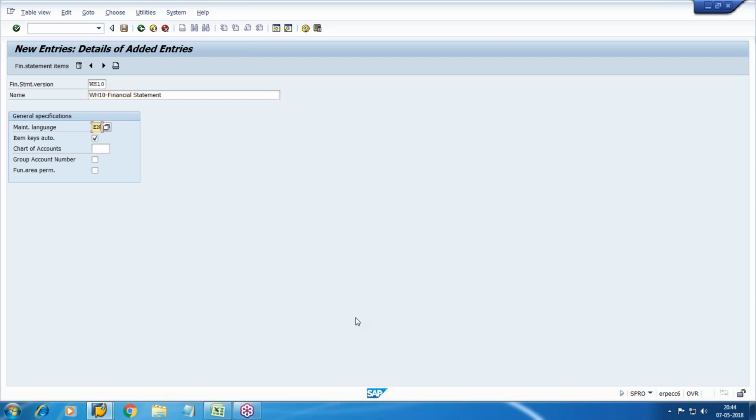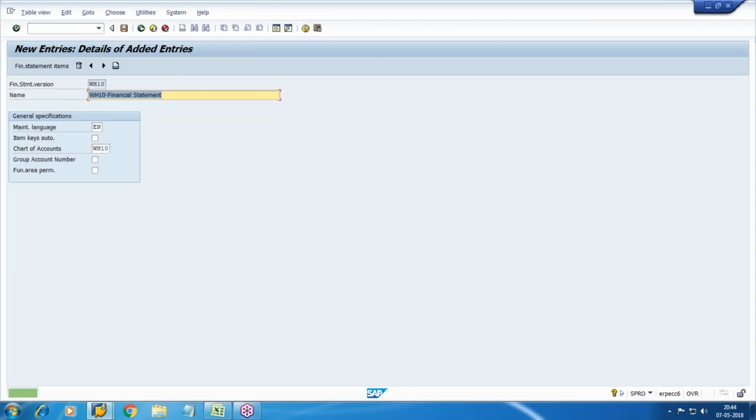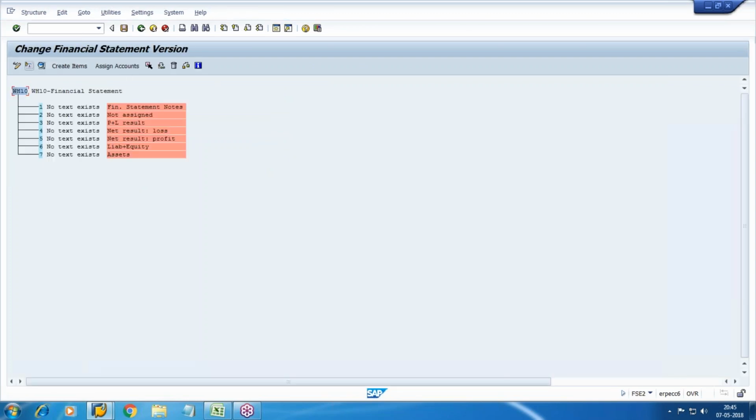Maintenance language. Remove this one, item keys auto, because we will not follow the SAP format. We will create our own. Remove it and add the chart of account. Save it. Click on financial statement items. Select.